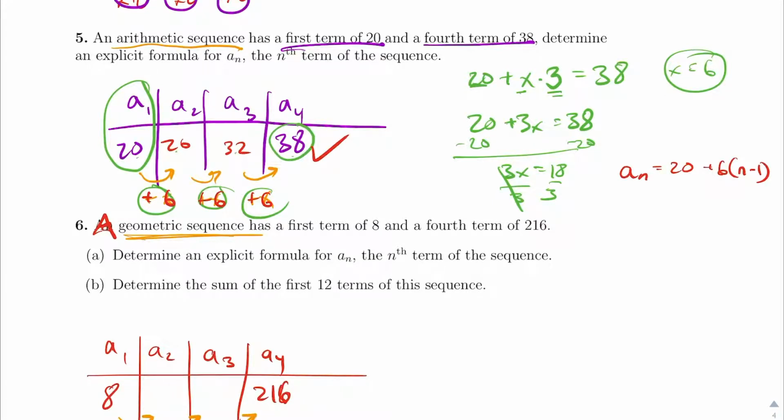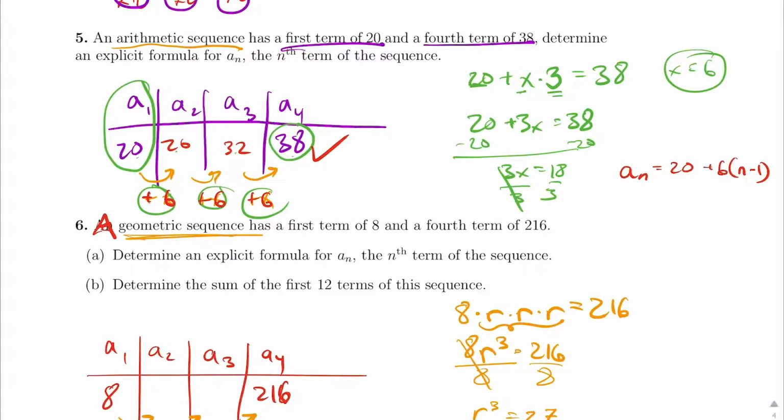So if I want to set this up algebraically, we could say 8 times r times r times r gives us 216. It's a better way to write r times r times r. It's r cubed equals 216. And now solving for r here, we divide by 8. We get r cubed is equal to 27. And then we're wondering what number cubed gives us 27. Well, then r has to be 3, because 3 times 3 times 3 is 27.